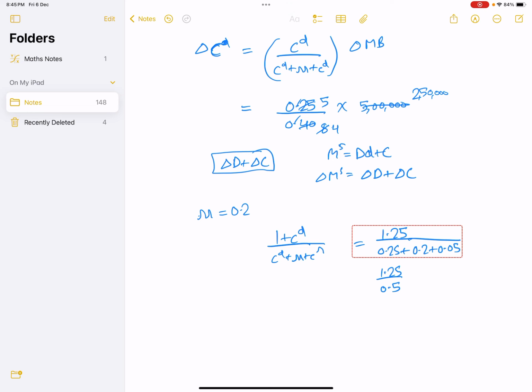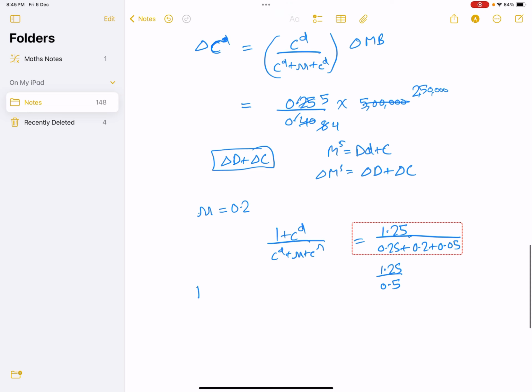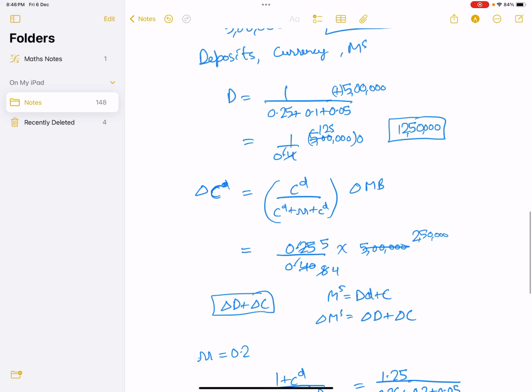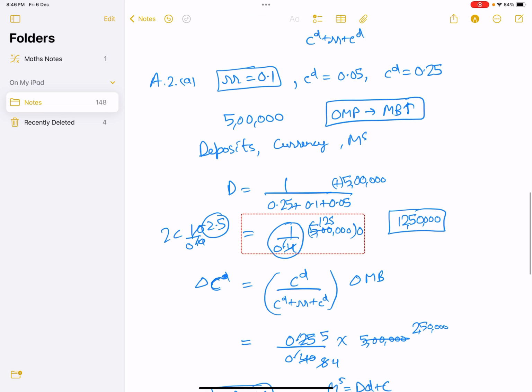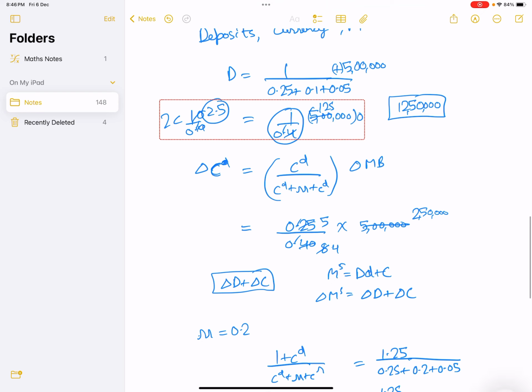The value of the deposit multiplier would be 1 upon CD plus RR plus ER, which is 1 by 0.5, which is coming out to be 2, which is less than this term. 2 is less than 2.5. So what we can see is the deposit multiplier is falling because this is falling.